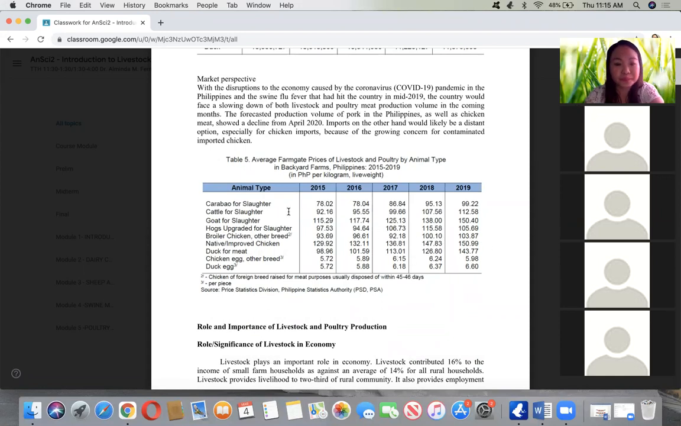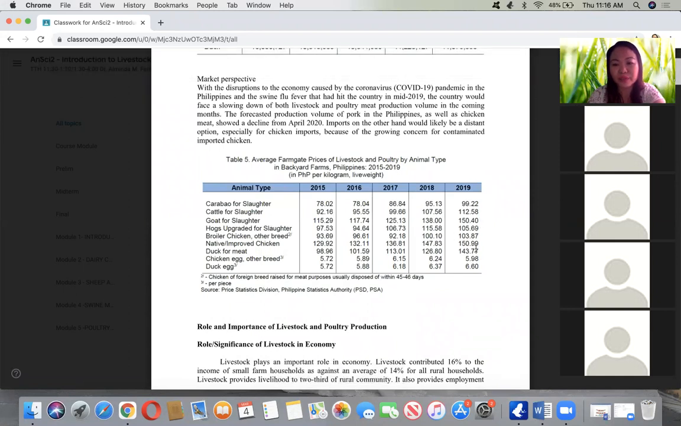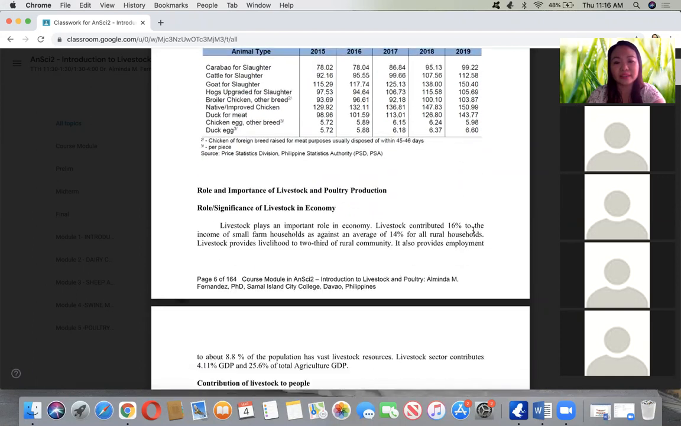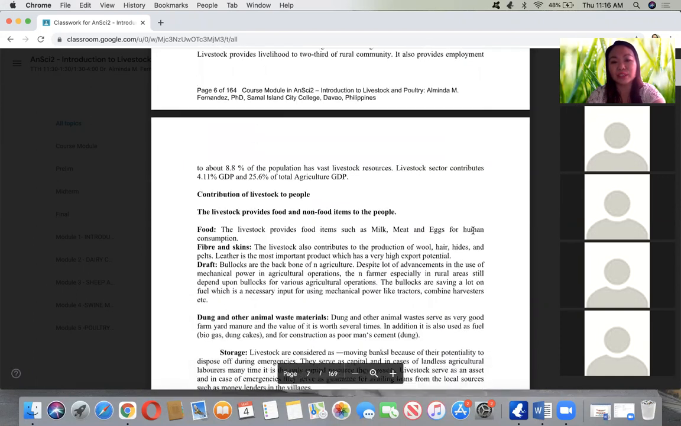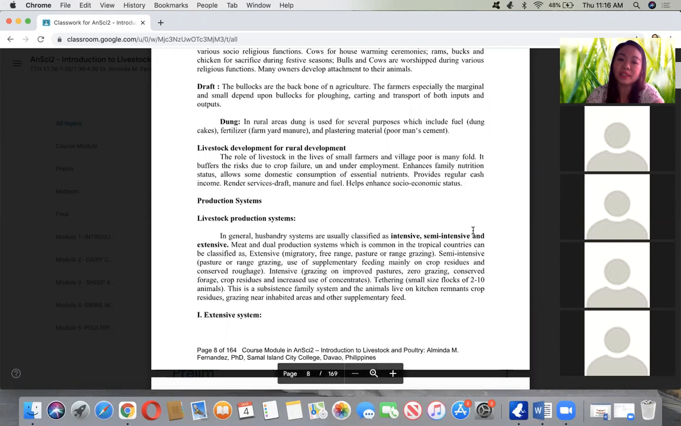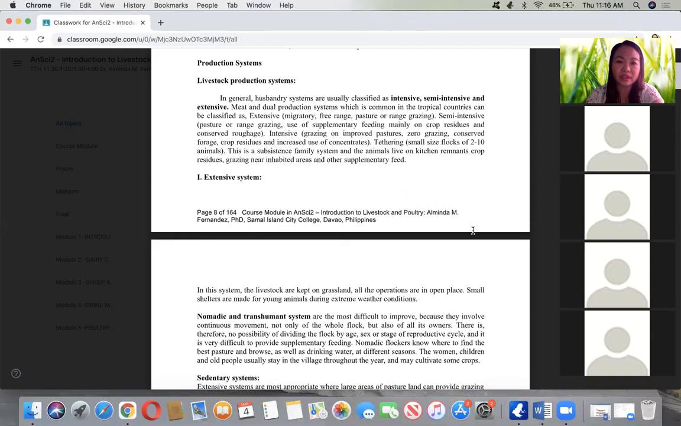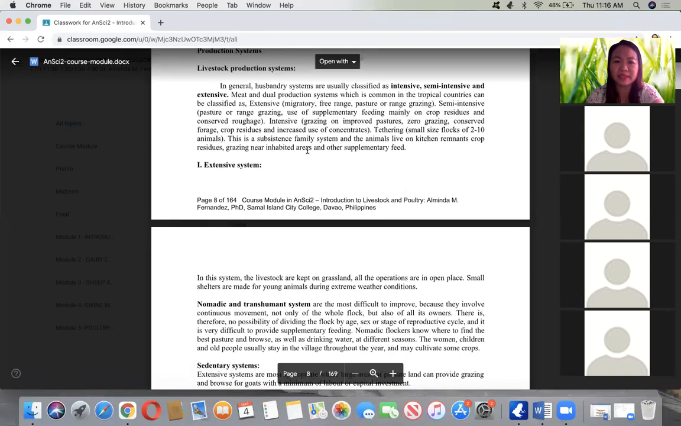In here, based on PSA, there is no rabbit listed. But these are the different prices, the gate price as of 2019. We also talked about the roles and significance of livestock and poultry in our economy and even to each of us. And I guess we stopped on the production system last time.